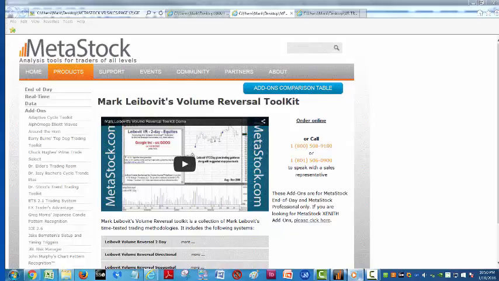Good morning, it's Mark Leibovit, and it's Tuesday, January 19th, and this is a Leibovit volume reversal tutorial here on Metastock, looking at my volume reversal toolkit.